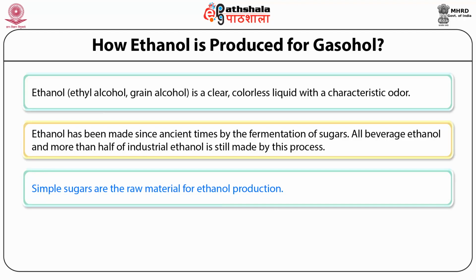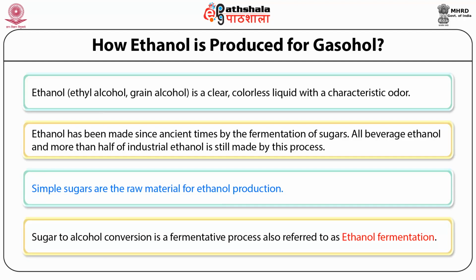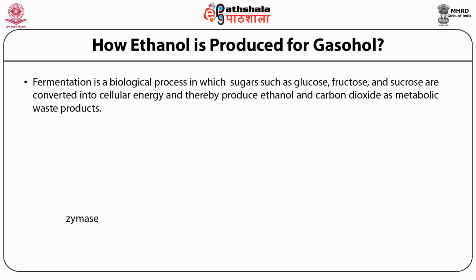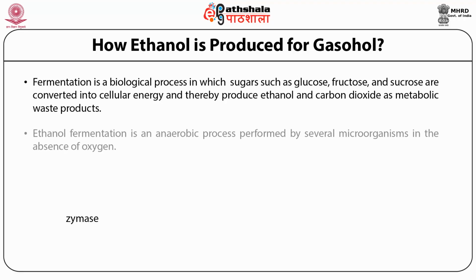Simple sugars are the raw material for ethanol production. Sugar to ethanol conversion is a fermentative process, which is also referred to as ethanol fermentation. Fermentation is a biological process in which sugars such as glucose, fructose, sucrose are converted into cellular energy in the form of ATP, and thereby produce ethanol as a byproduct and carbon dioxide as a metabolic waste product. The ethanol fermentation process is an anaerobic process performed by several microorganisms in the absence of oxygen.